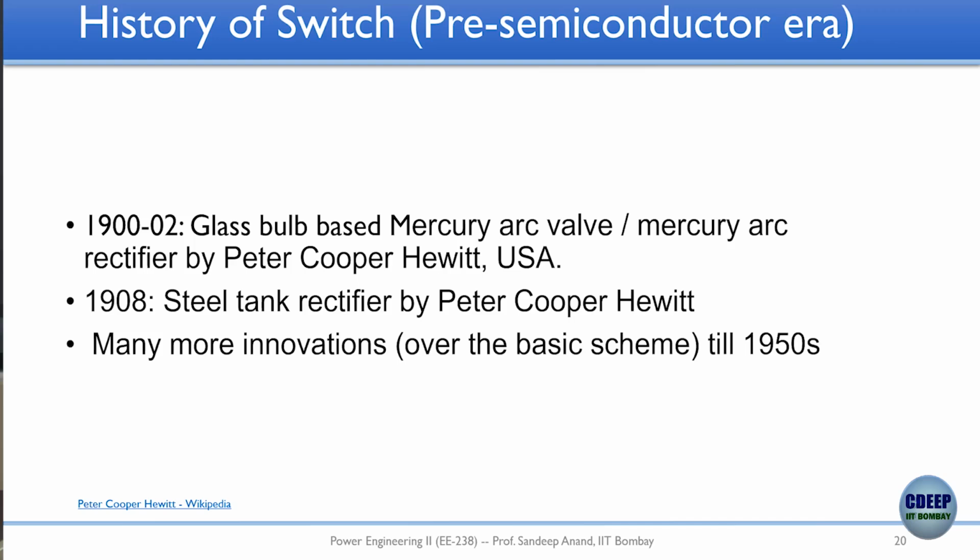So before semiconductors, in 1902, there was something invented called the mercury arc valve, also known as the mercury arc rectifier, by Peter Cooper Hewitt in the US. And this was a glass bulb based arc valve. The device had an enclosure shaped like a glass bulb, and later on a steel version of it was invented because glass was fragile.